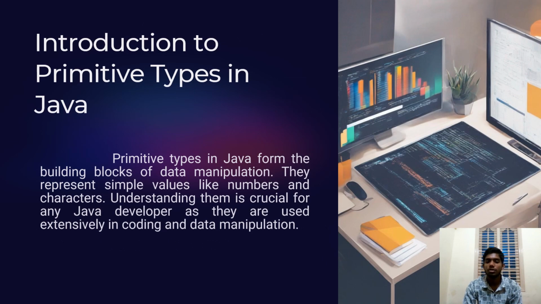Today I am going to explain about the topic Primitive Types in Java. Introduction to Primitive Types in Java. The primitive types in Java form the building blocks of data manipulation. They represent simple values like numbers and characters. Understanding them is very much crucial for any Java developer as they are used extensively in coding and data manipulation.